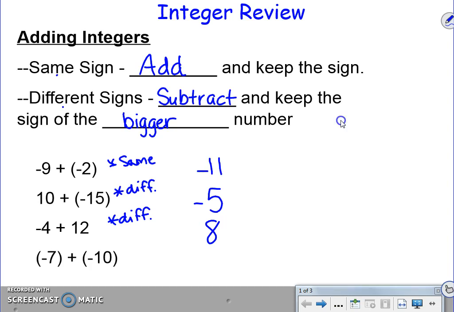And then -7 plus -10, those have the same sign. They're both negative, so we're going to add those. So 7 plus 10 is 17. Both numbers are negative, so our answer will also be negative.